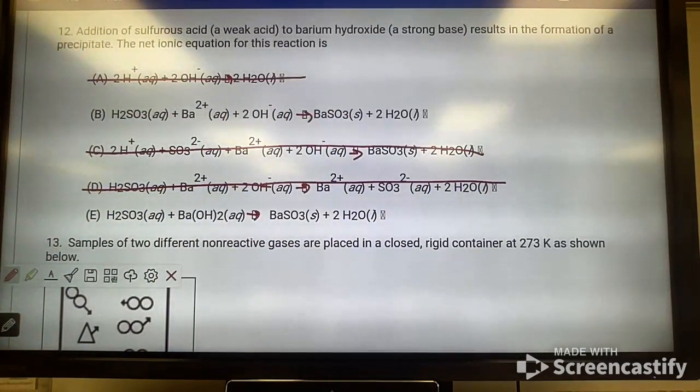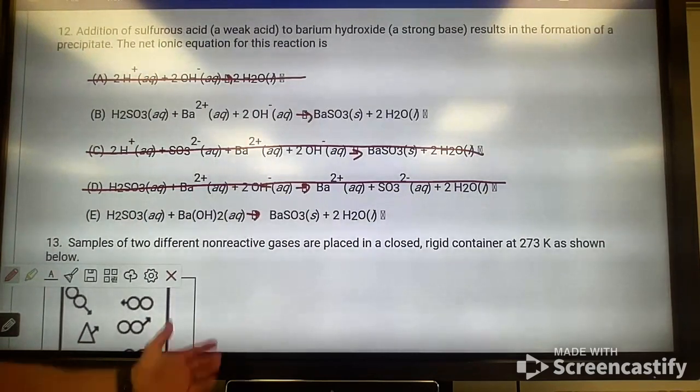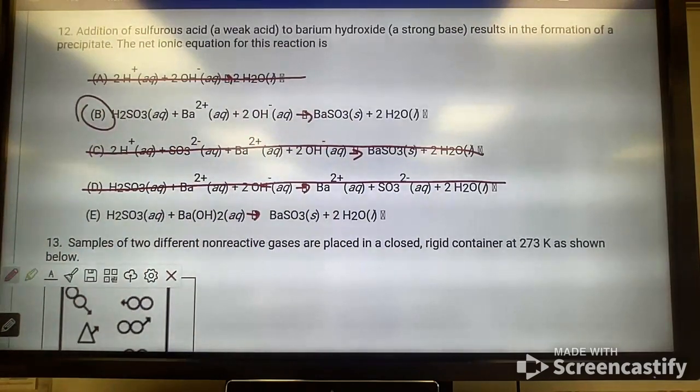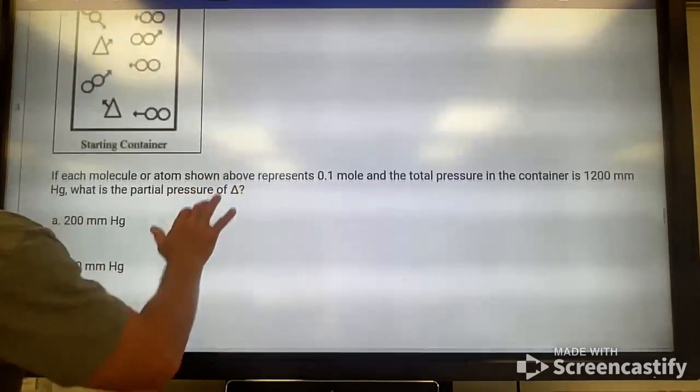Well, barium hydroxide would be aqueous. It's split apart into ions, making solid of that. So there's your net ionic equation. Old stuff there. All right, a couple left here.